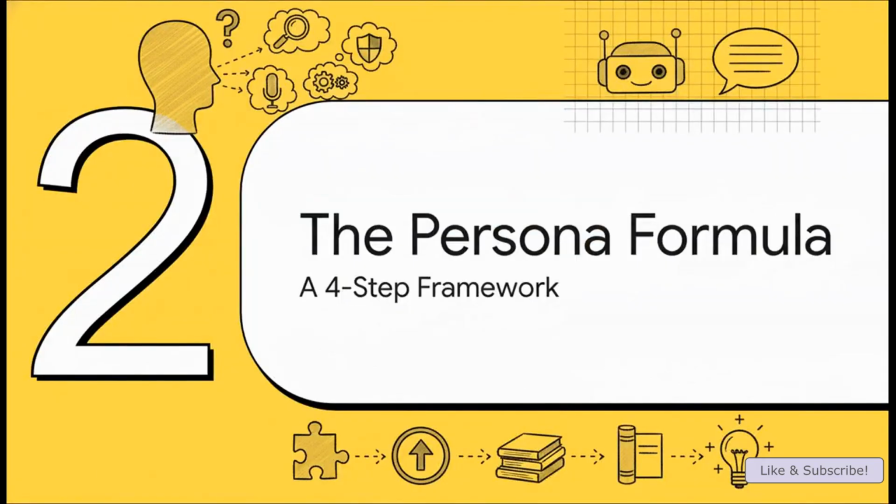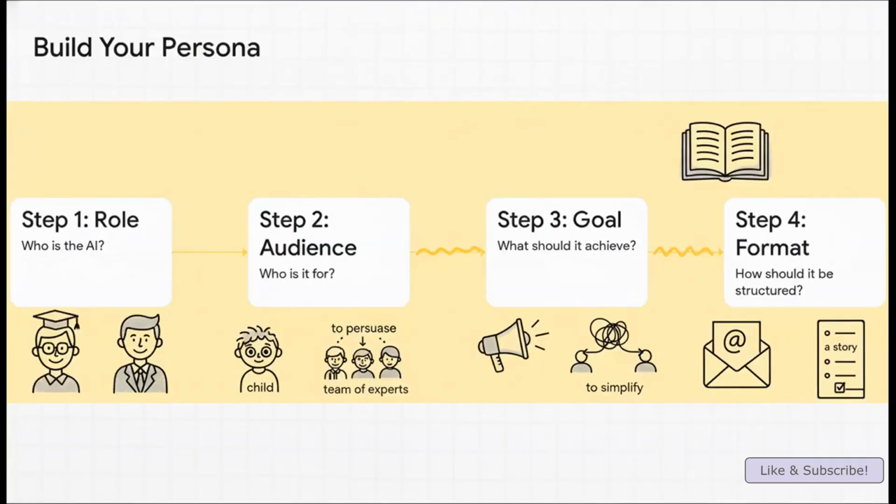This brings us to the core of the technique. It's not just about picking a random role. There's a simple 4-step framework you can use every single time to build the perfect persona for any task you have. And the framework has 4 simple parts. First up, the role. Who is the AI? A teacher, a marketer, a chef?